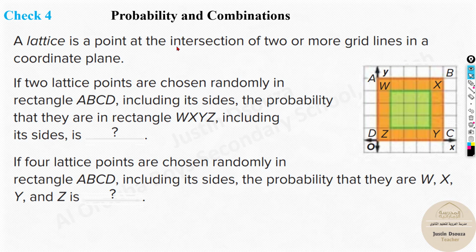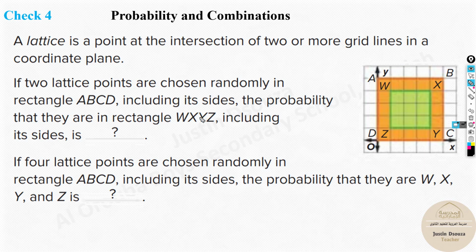As the last problem in this lesson, it's about a lattice. A lattice point is a point at the intersection of two or more grid lines. You can see over here, whenever grid lines intersect, that is a lattice point. All these are lattice points. If two lattice points are chosen randomly in rectangle ABCD, see ABCD, the outer rectangle, the orange colored one. Now, orange is this entire thing, okay? Whereas WXYZ is only the green one. Now, two are being chosen randomly in the rectangle ABCD, including its sides.